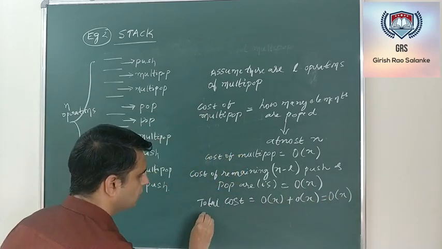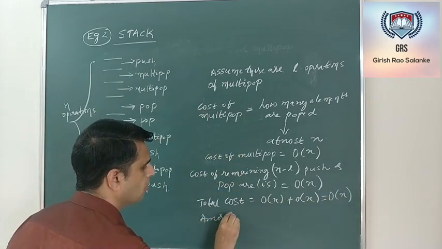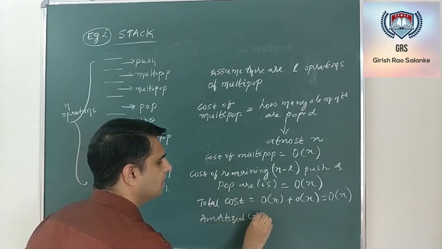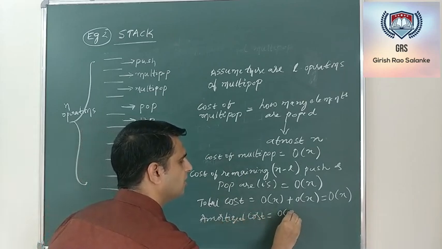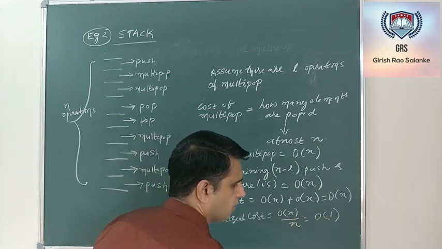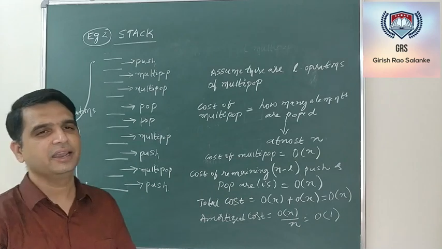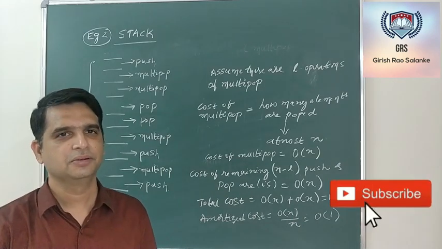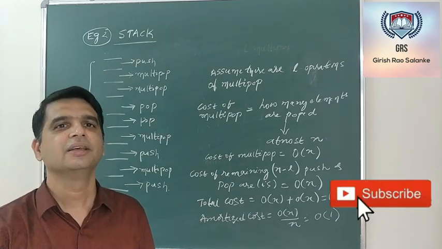Now what is the amortized cost? Amortized cost is the cost of each operation, order of n divided by n, which is nothing but order of 1. So this is the meaning of aggregate analysis. Hope this is clear. Thank you.